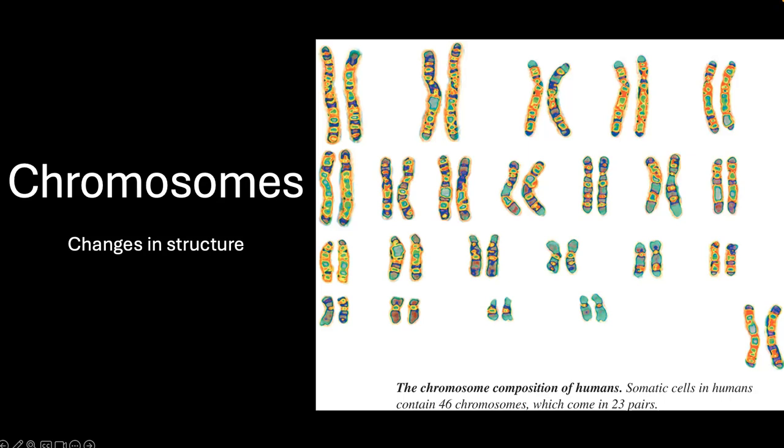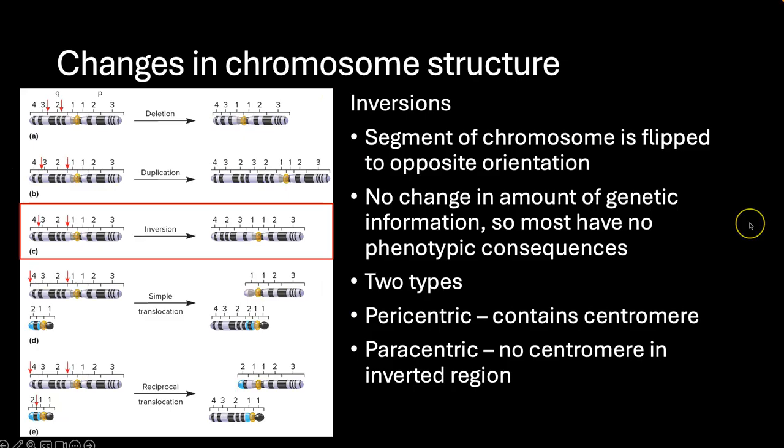This video will be part 2 of changes in chromosome structures. Inversions occur when a segment of a chromosome is flipped into the opposite orientation. There is no change in the amount of DNA here, so often there are no phenotypic consequences.